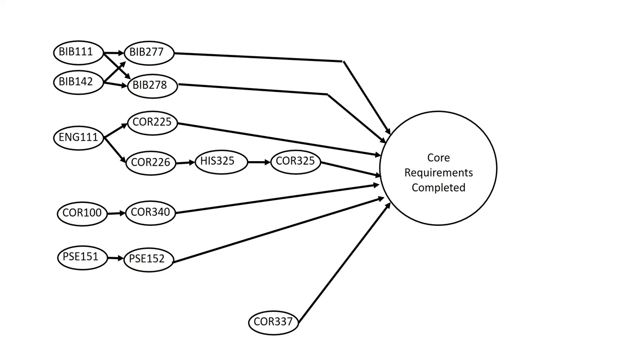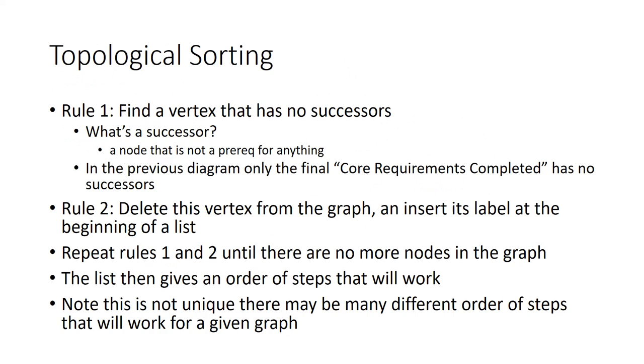So far, so good. So how do we actually have an algorithm that'll go through this? And visually, you can probably get it right. It's not that complicated once you get it laid out like this. But we use topological sorting. And the rules are: rule 1, find a vertex that has no successors. Now, what's a successor? It's a node that's not a prerequisite for anything. In the diagram we just looked at, only the final core requirements completed has no successors.